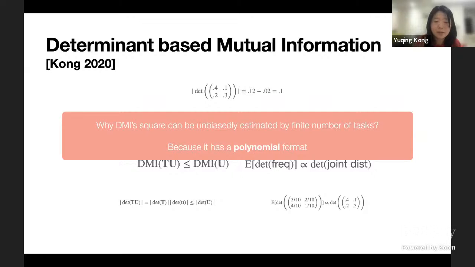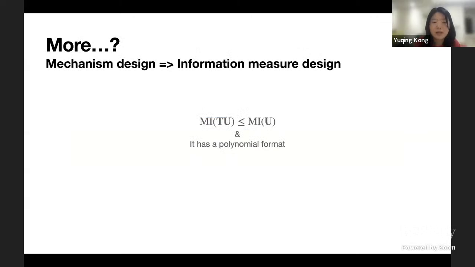And because of that, we can just use these 4 restaurants to construct the unbiased estimator of this mutual information and use this unbiased estimator to pay them. And because it satisfies data processing inequality, so it's fine. So the whole point here is that we want a mutual information measure.